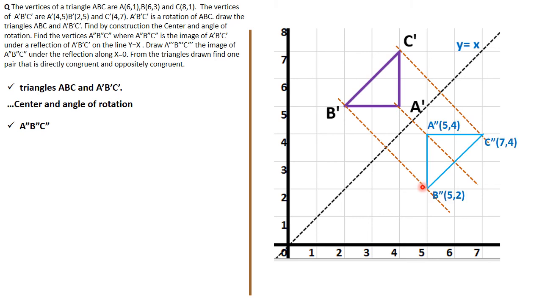Okay? And what were we told? I think we were told to give the coordinates. So the coordinates are given there: (5, 4), (5, 2), (7, 4). Okay? We're told to draw that, and we have it there.